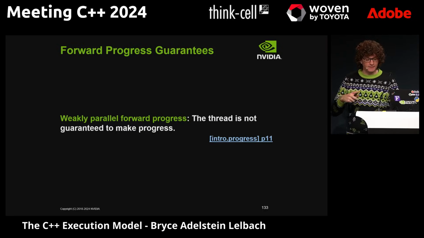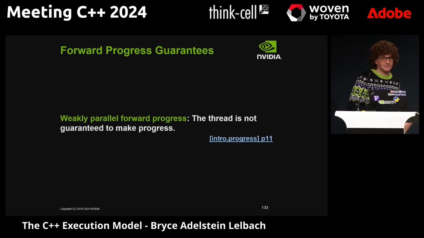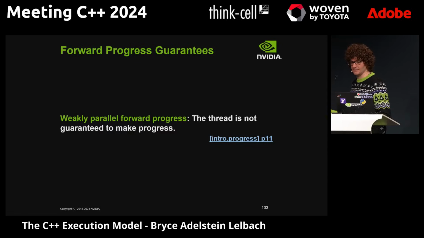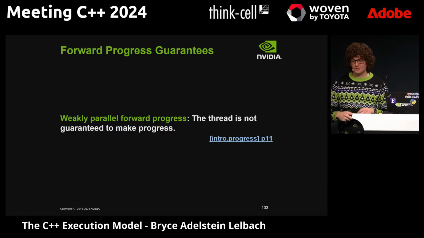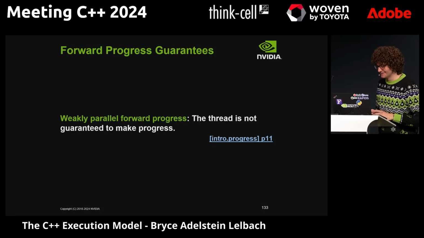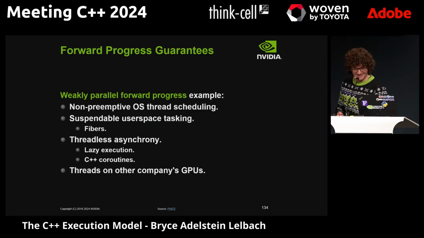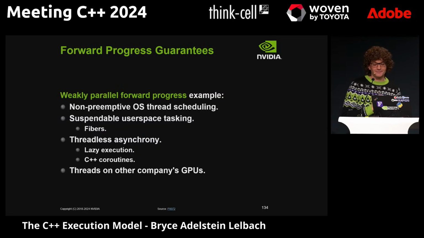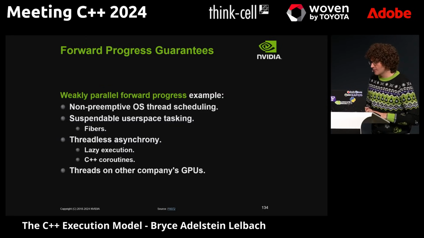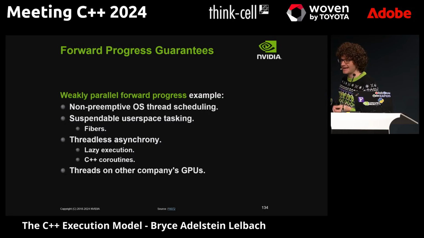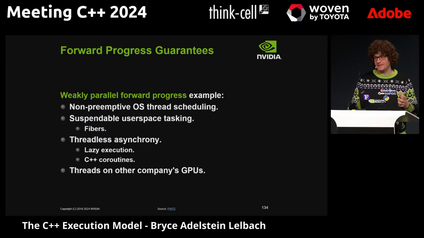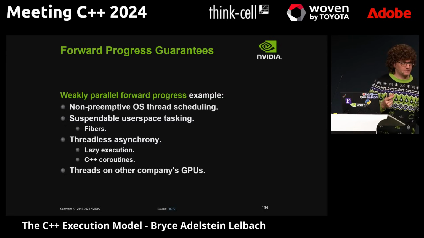Then finally, we have weakly parallel forward progress, which is a nice name for no forward progress guarantee. Weakly parallel forward progress, the thread's not guaranteed to make progress. Great naming. It's his fault. Examples of weakly parallel forward progress include non-preemptive operating system thread scheduling or tasking frameworks that support task suspension, such as fibers. Because your thing could start running, and then it could be suspended, and then it could never start running again.